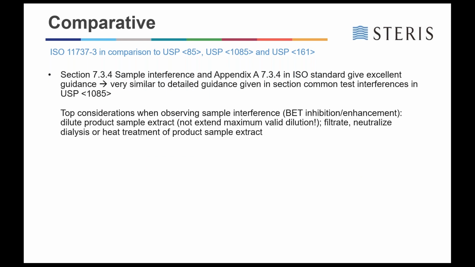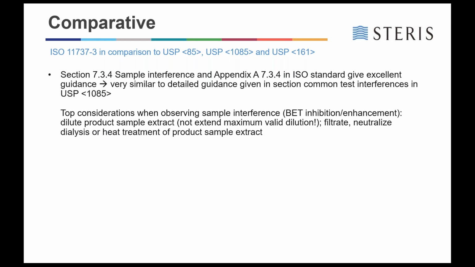With respect to sample interference, all standards, so the ISO standard as well as the USP standard, give very, very good guidance on what you could do when you observe a sample interference, which means you would likely observe in the BET an inhibition or maybe an enhancement.